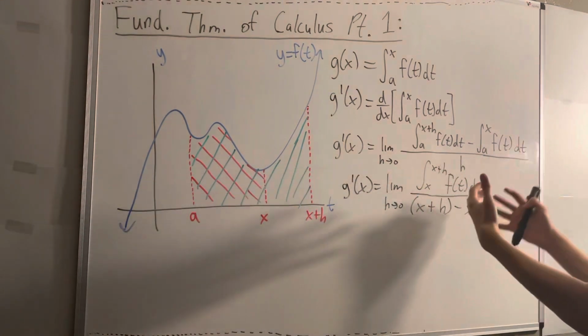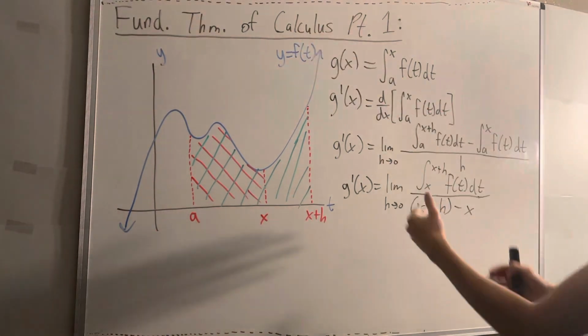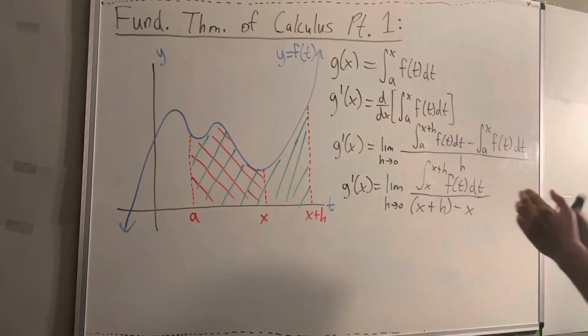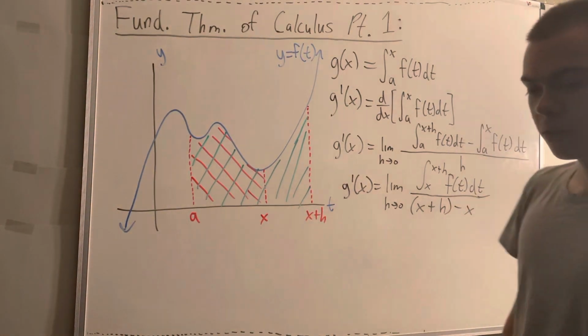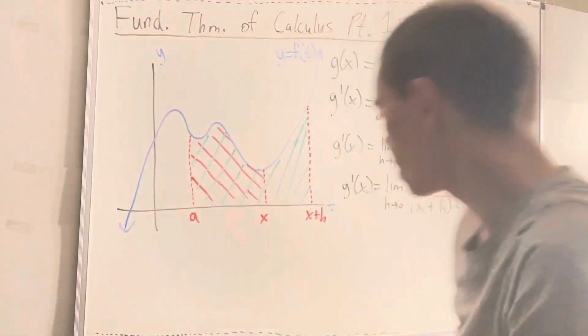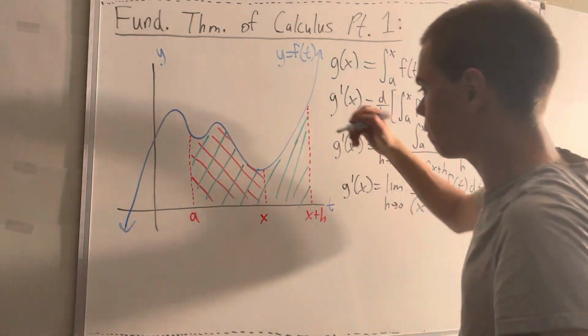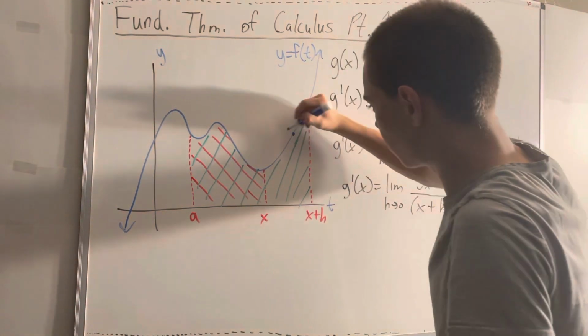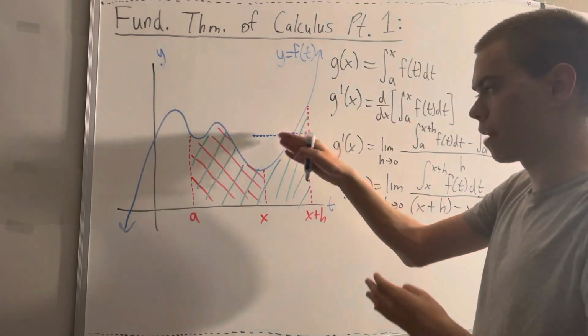And so notice, this is actually the average value of our function from x to x plus h. So it's really the average value of the function from x to x plus h. And we're just going to say that the average value of our function from x to x plus h occurs right there. This is where the average value of our function is. So this line right here represents the average value of our function.